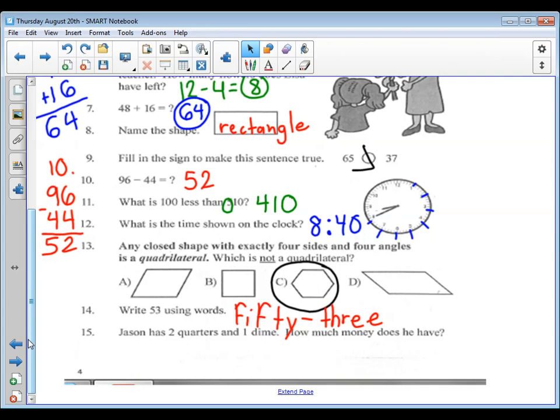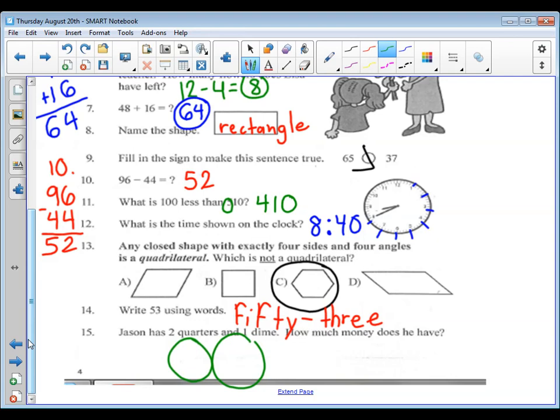And last but not least, we have number 15. Jason has 2 quarters and 1 dime. How much money does he have? I'm a visual learner, so I am going to draw a picture. All right, so here's my big fat quarters. A quarter is worth 25 cents and 25 cents, and a dime is worth 10.